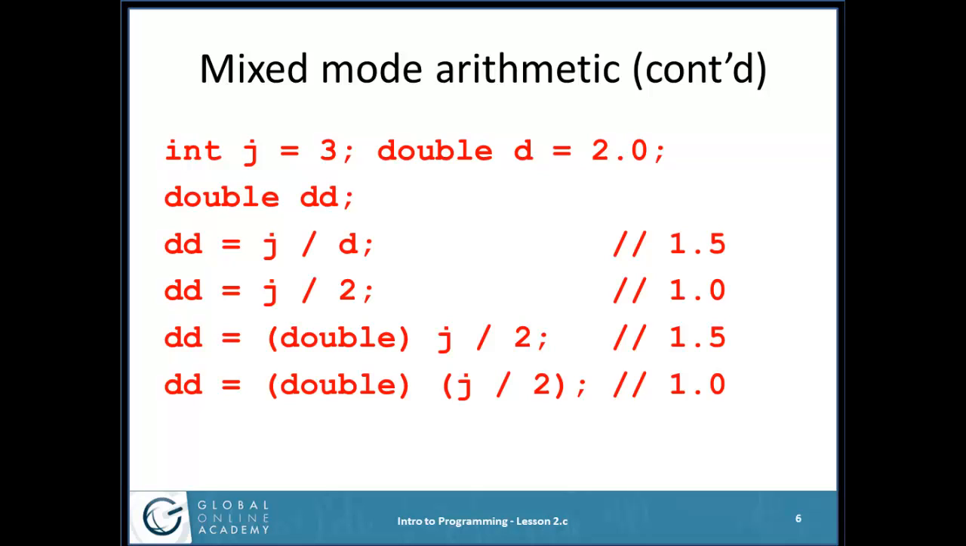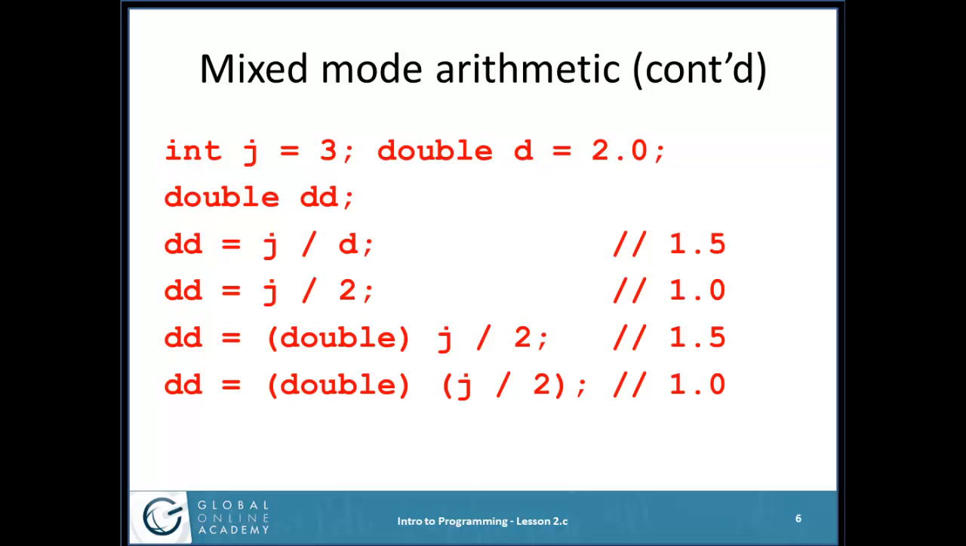And it will do 3.0 divided by 2.0 and give you a value of 1.5. If you do j divided by 2, you get a value of 1, because both of the operands on the right were int, so it doesn't automatically change. We can force some changing.